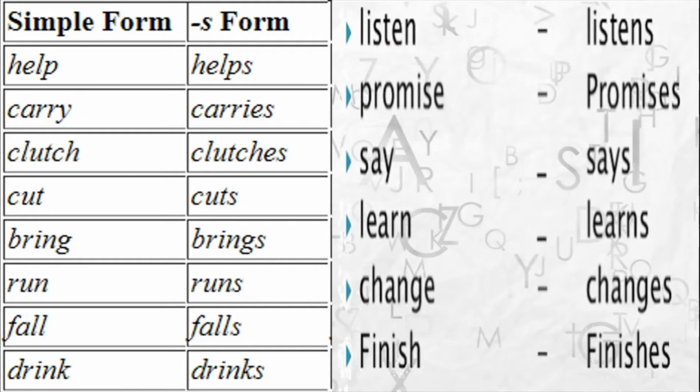Some more examples. See, listen becomes listens, promise becomes promises, say becomes says, learn becomes learns, change becomes changes, and finishes. Okay, so this is the s form of the verb. When is it used? It is used in the third person singular present tense. I will show you an example. I will show you one more image where there are some examples, so you will understand better.